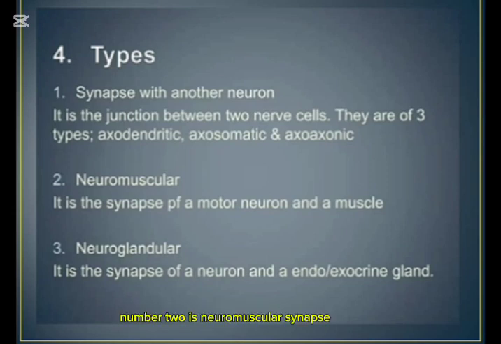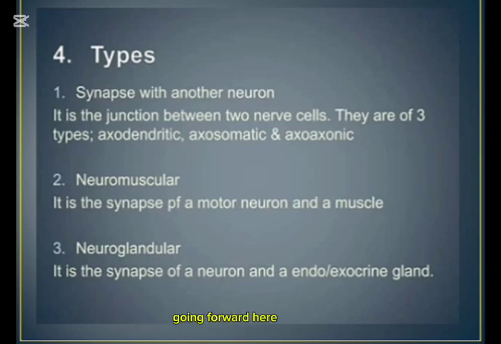Number 2 is neuromuscular synapse. This type of synapse is formed between a neuron and a muscle fiber, such as the diagram we saw previously. Alright? And then number 3 is the neuroglandular synapse. This synapse is formed between a neuron and a gland, a neuroglandular synapse.